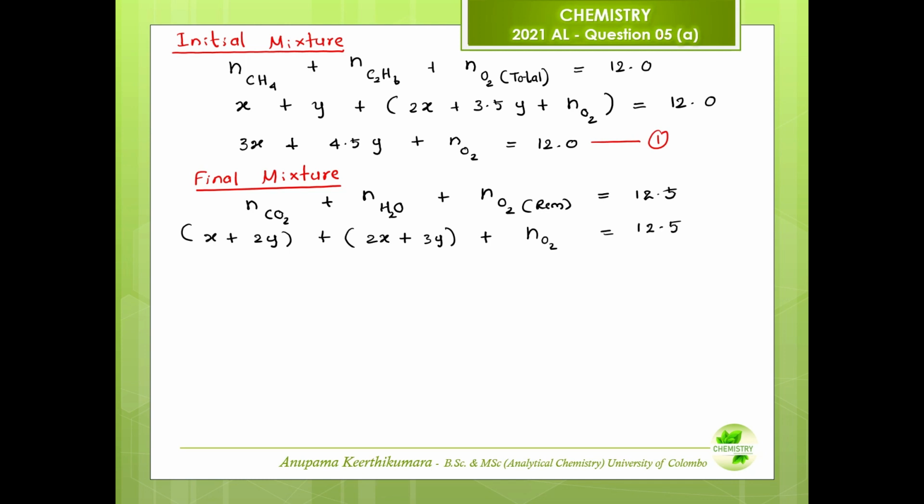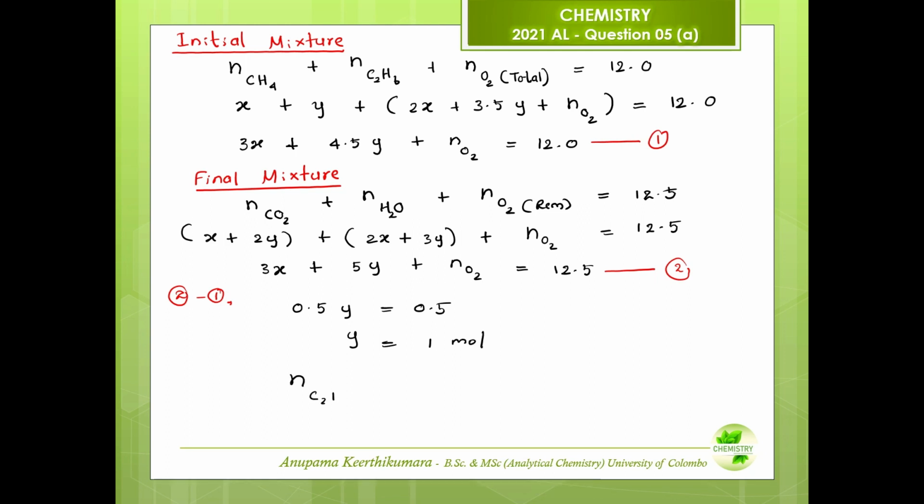It's 12.5. 3x plus 5y plus NO2 equals 12.5. This is the second equation. Equation 2 minus equation 1 gives you 0.5y equals 0.5. Therefore, y equals 1 mole. In other words, the number of moles of C2H6 equals 1 mole. So, this is the initial number of moles of C2H6.